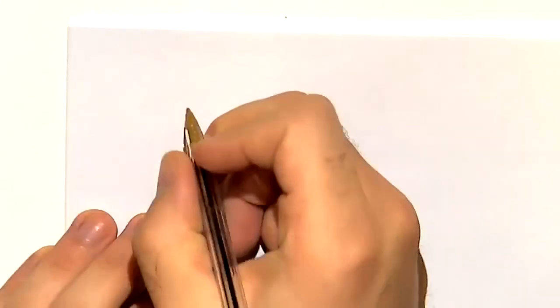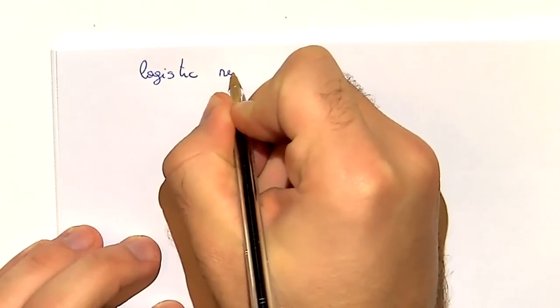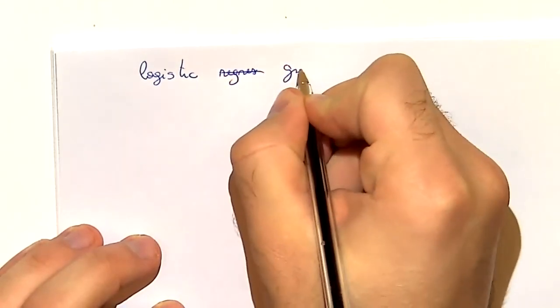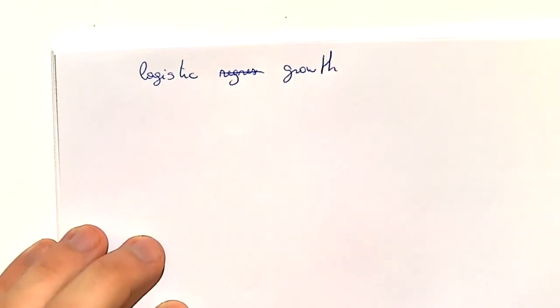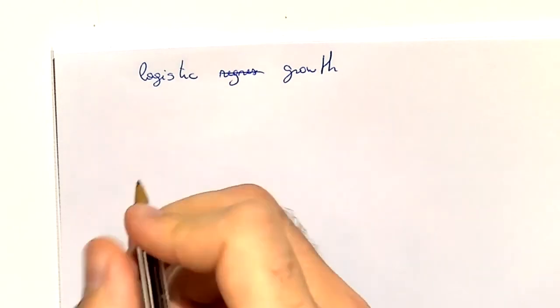Okay, this is called, I took it from Moses' notes, but who knows, it's called logistic regression. I don't know if it's called this, but yeah, this is what it's called, logistic growth. Okay, is he ever going to ask you to show logistic growth? No, but maybe it's useful.